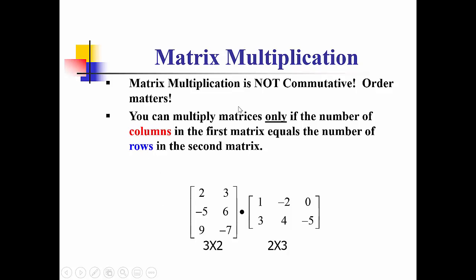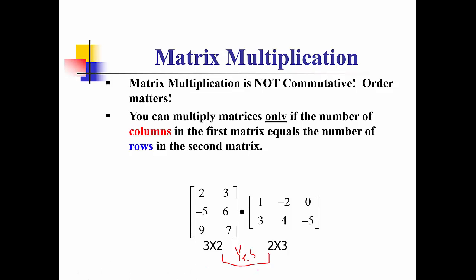We can only multiply matrices if the number of columns in the first matrix matches the number of rows in the second matrix. The easiest way I can describe this is to write out the dimensions of the first matrix, so we have a 3 by 2 there, and then write out the dimensions of the second matrix, a 2 by 3. So you write them in order. If the two inner numbers match, that means you can multiply them. If those two numbers are different, you cannot multiply them.